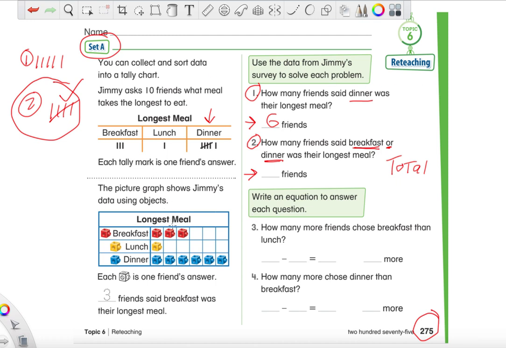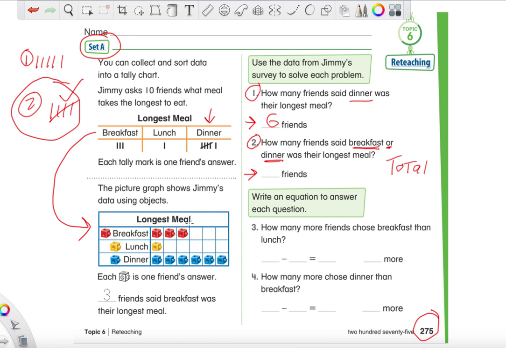So down here, we have the same data from this tally chart, but they just moved it on down to a picture graph. And they gave us different colored cubes for each one. So breakfast has red cubes, lunch has yellow cubes, and dinner, they gave dinner some blue cubes.